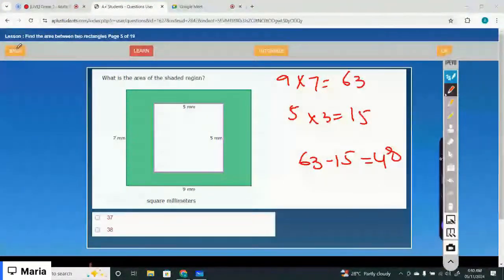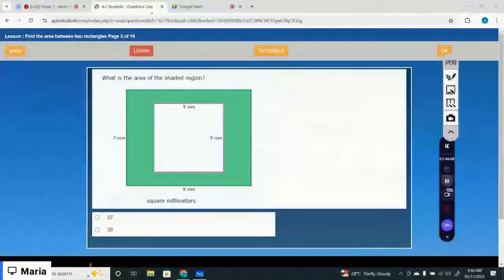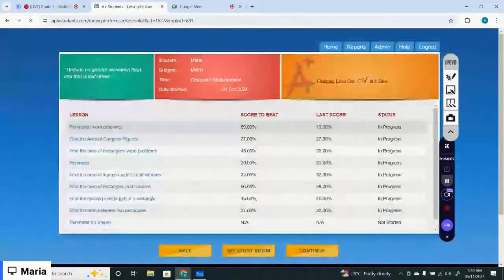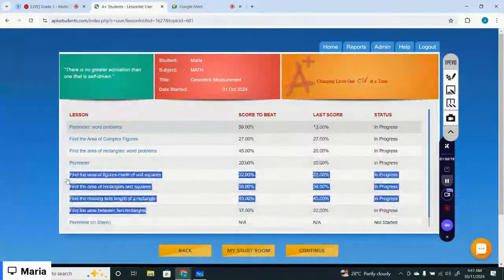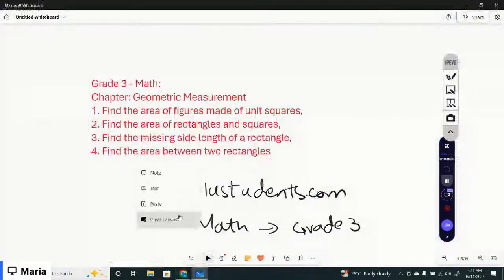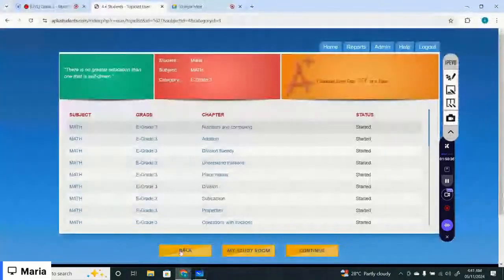Okay, you can complete the lesson by yourself later today. So we were working on grade 3 math. The chapter we were working on is geometric measurement, and the lessons we have covered today are find the figures made of unit squares, find the area of rectangles and squares, find the missing side length of a rectangle, and find the area between two rectangles. So please make sure before the next session you can read all the practice questions, the lessons we just did. That is your homework until next session.